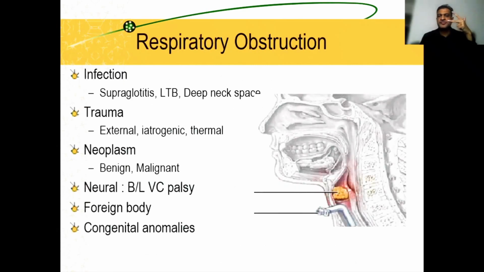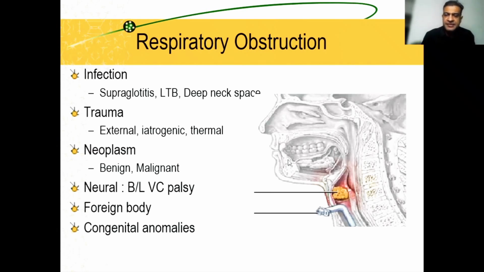Respiratory obstruction forms the most important indication, and we always divide it into infective causes, traumatic causes, neoplastic causes, neural causes, and others. Infective causes can be any infection about the airway: epiglottitis, laryngotracheobronchitis, or deep neck space infections like Ludwig's angina, parapharyngeal abscess, retropharyngeal abscess. In traumatic conditions, it can be external trauma damaging the airway, iatrogenic trauma, or burns.